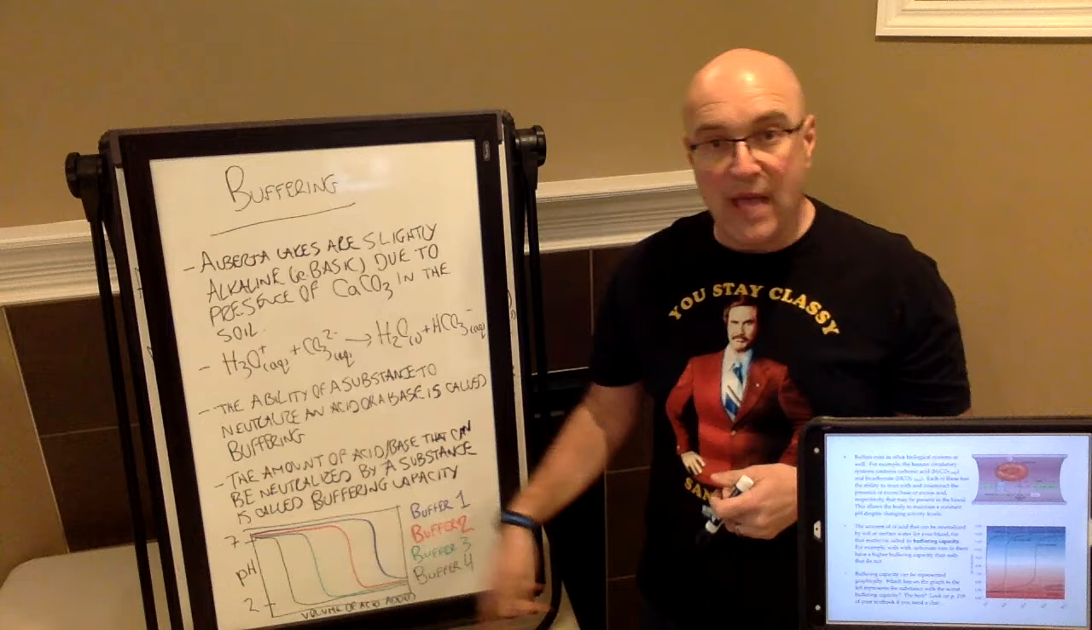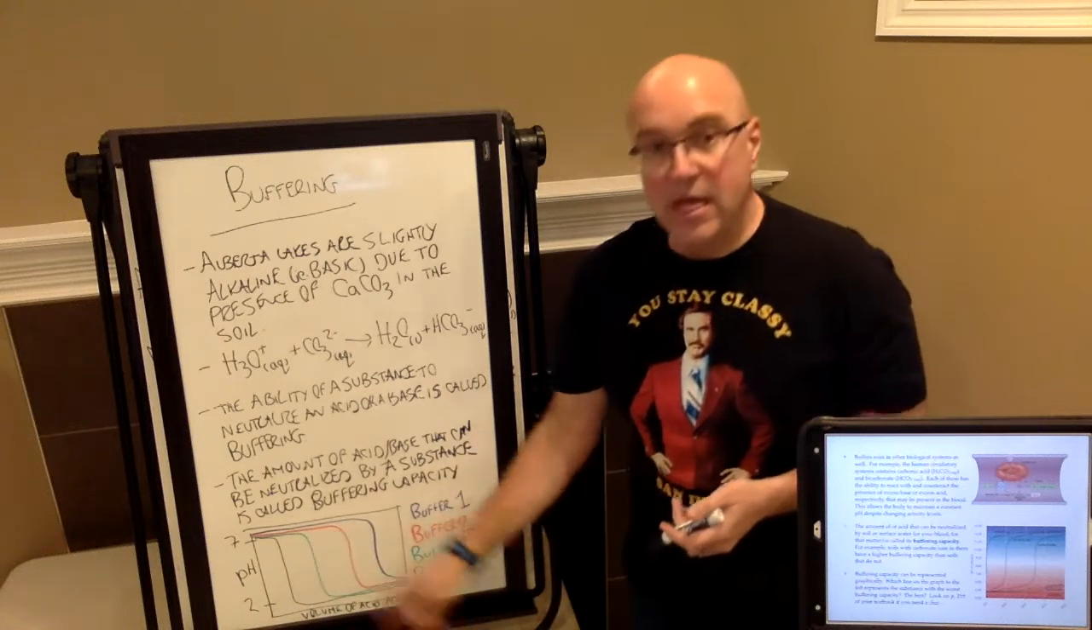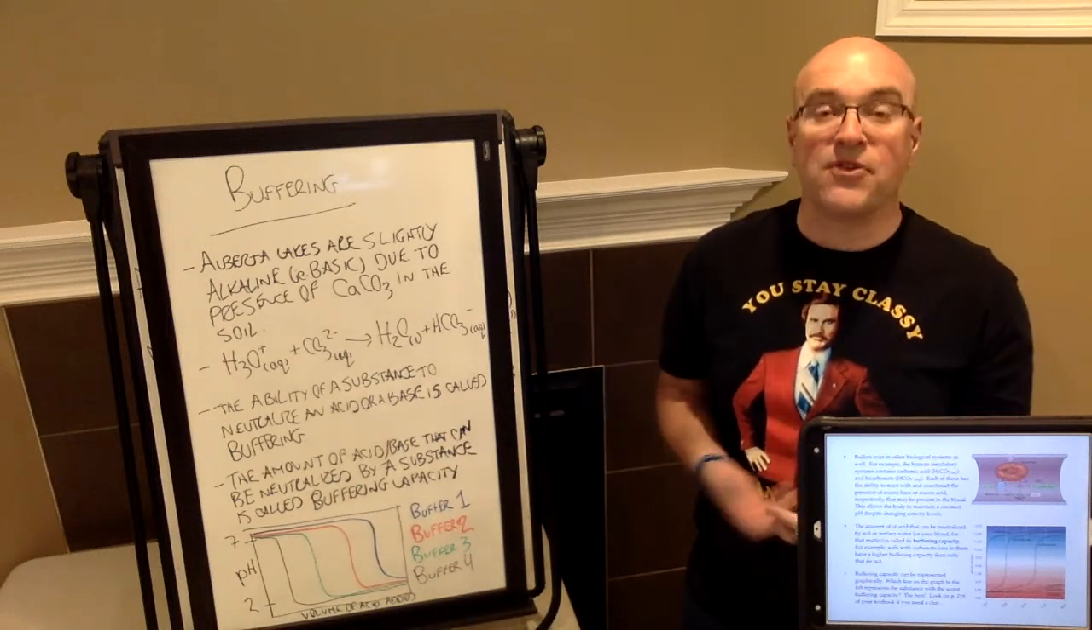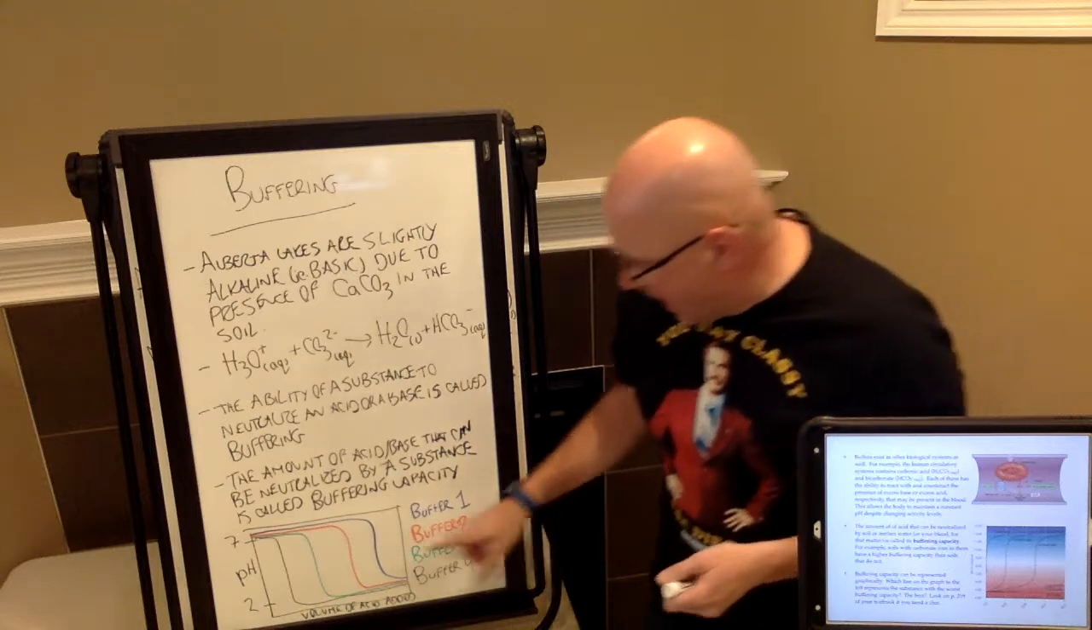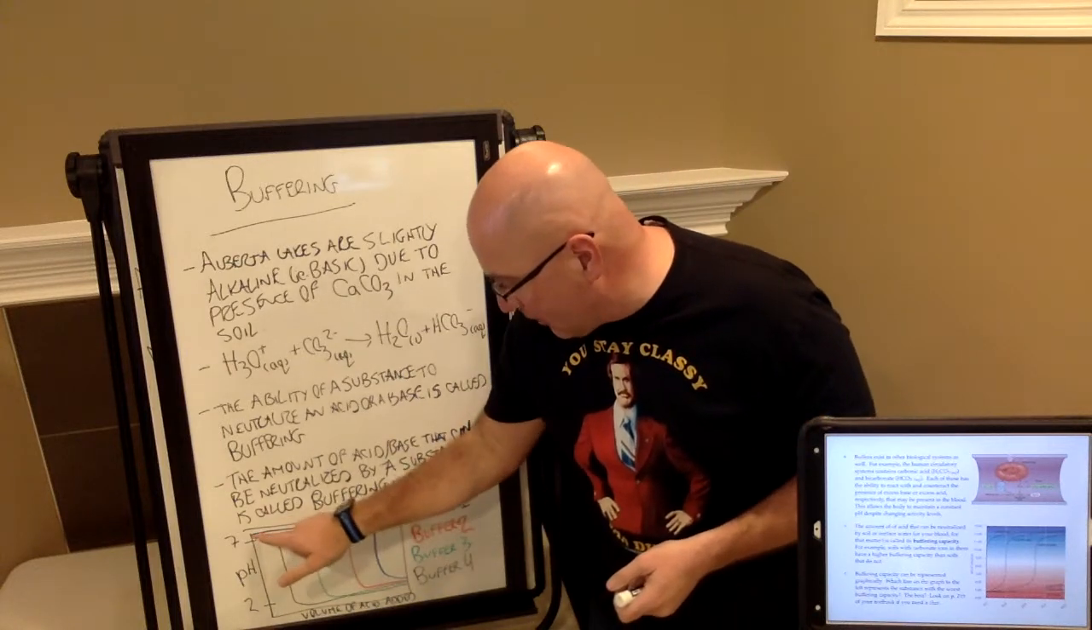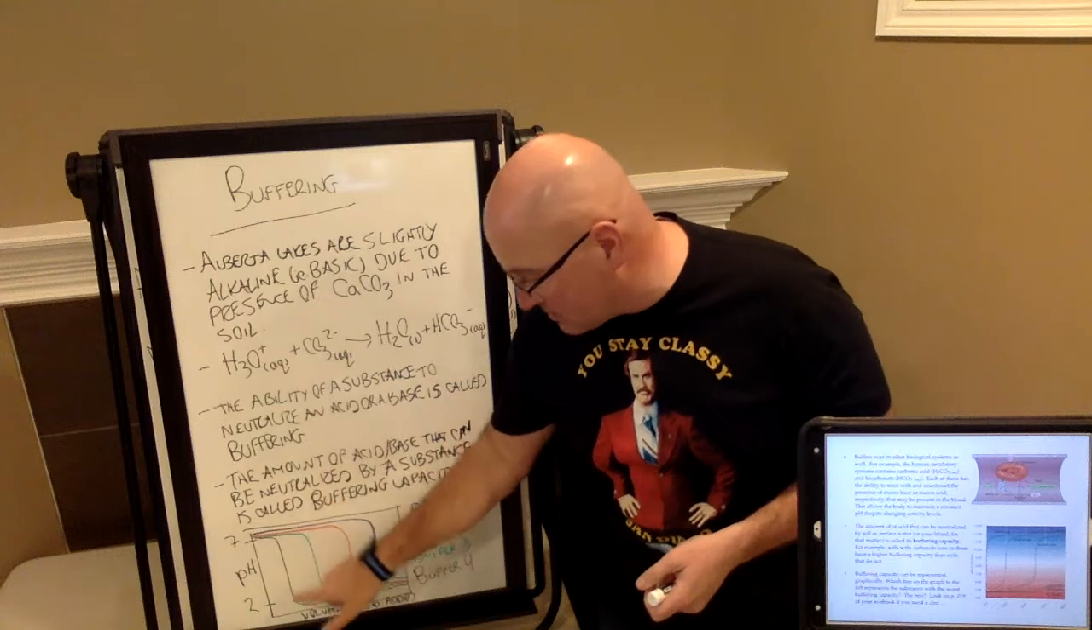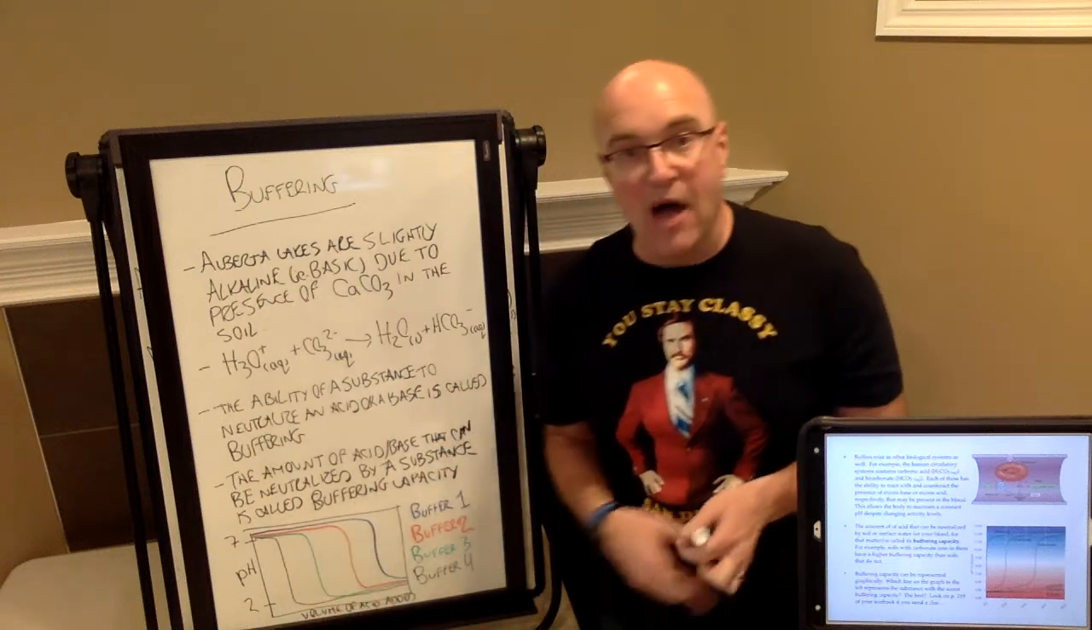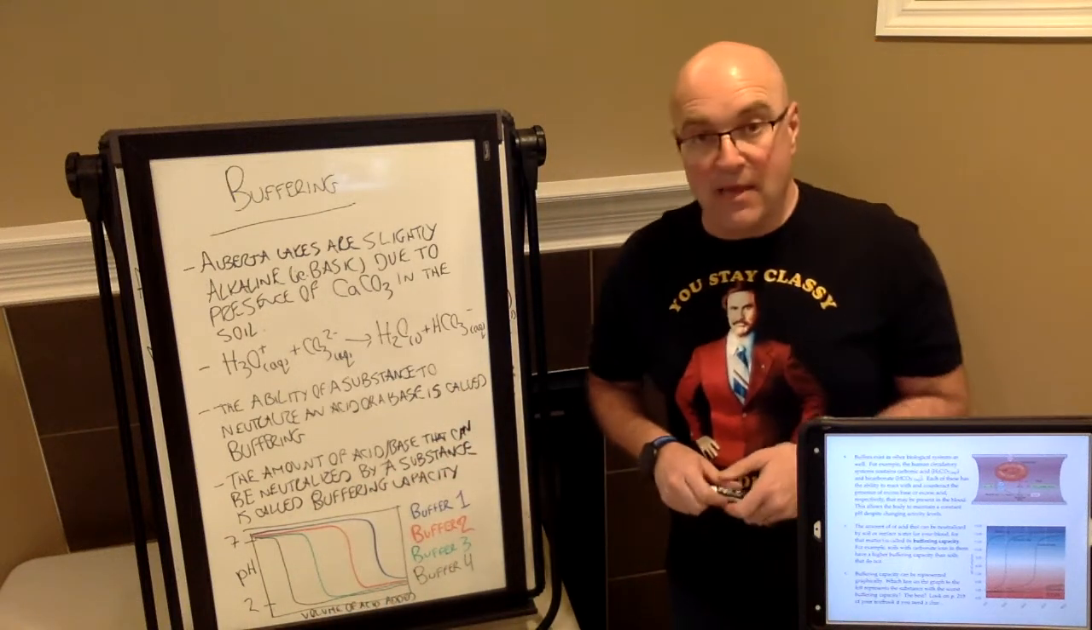Buffering agent number 2 has the second highest. Number 3 has the third best or second worst buffering capacity. And with buffering agent number 4, only a small amount of acid is added, and then you can see here the drop off in the pH.